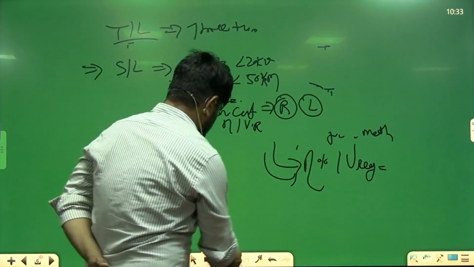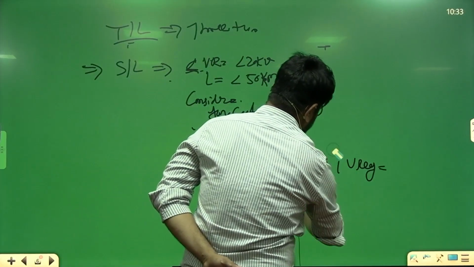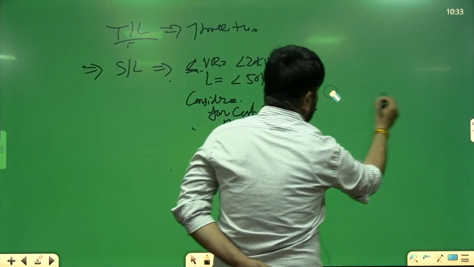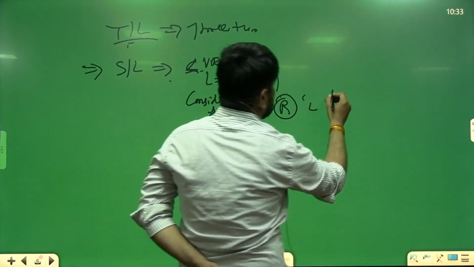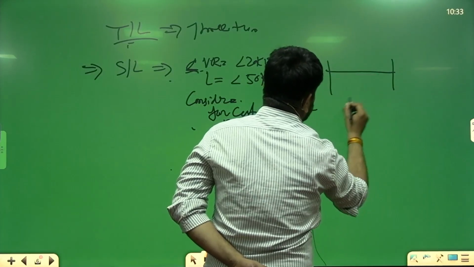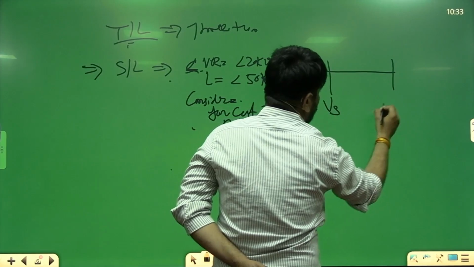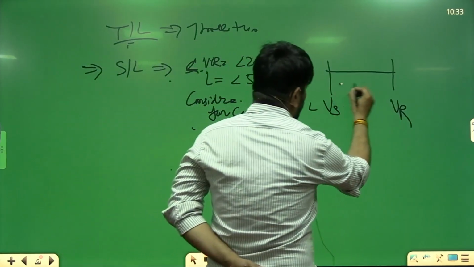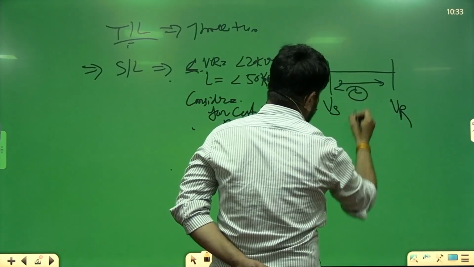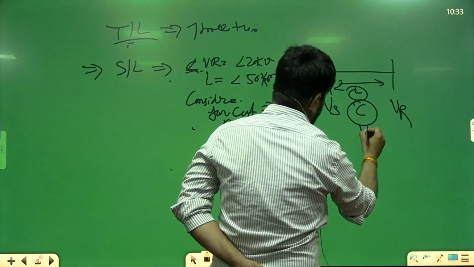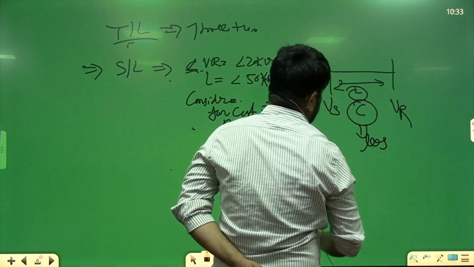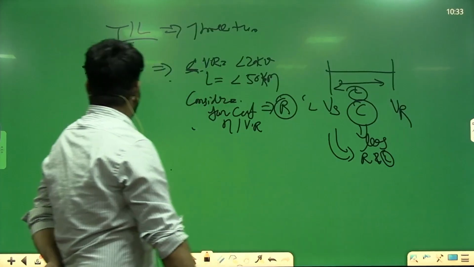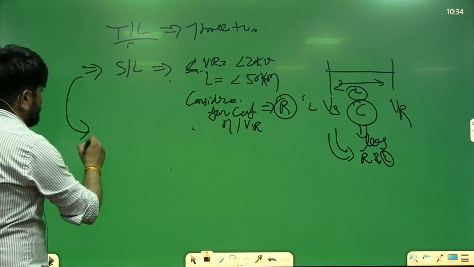In a small transmission line, we always neglect the capacitance because the length is small, so the capacitance will be less, and we consider only R and L. Then we come to the medium transmission line.